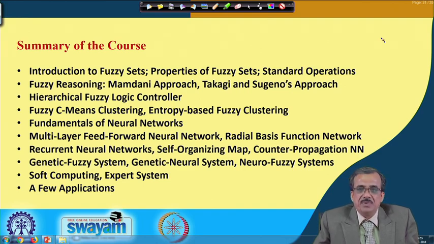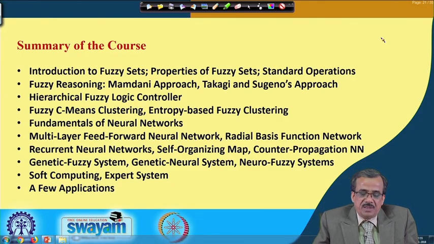We consider different types of membership function distribution. For example, we consider the triangular membership function distribution, the trapezoidal membership function distribution, the Gaussian membership function distribution, the sigmoidal membership function distribution, and so on.